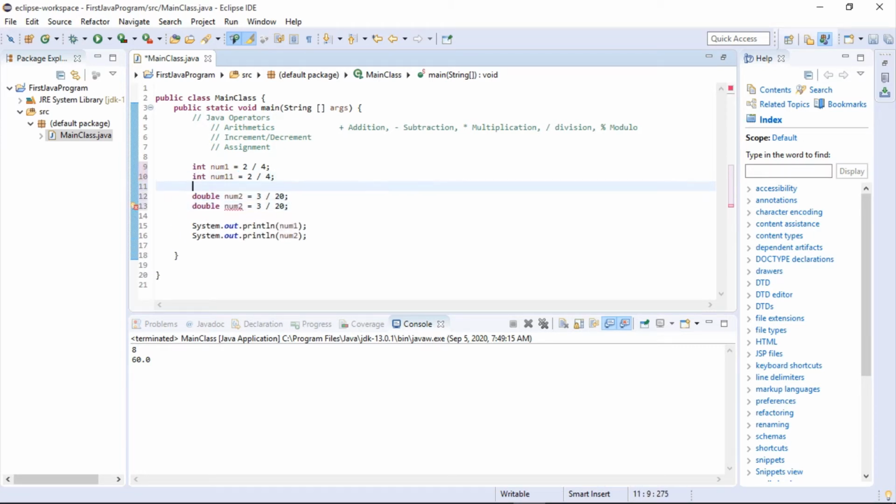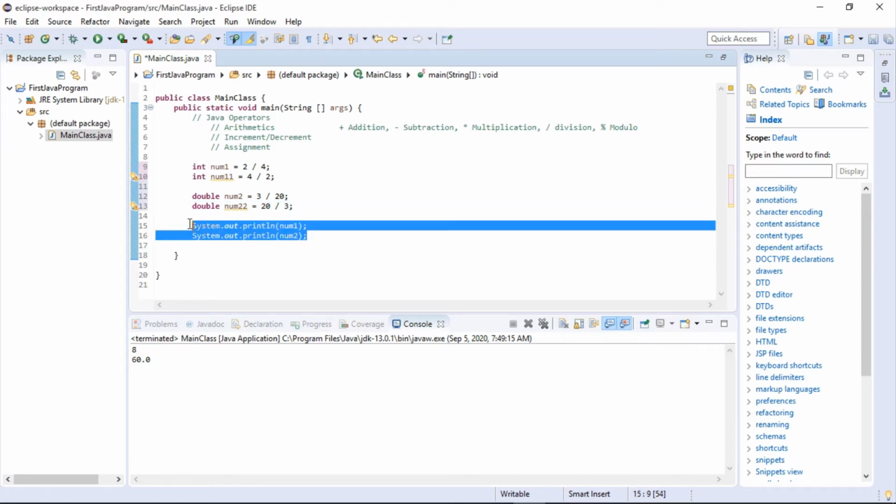Okay, separating the two variables. Let's say 2. What we really want to do is change the operands. We are inverting the operands so that we have different outputs entirely. So that is 20 and 3. Now I'm printing the two.